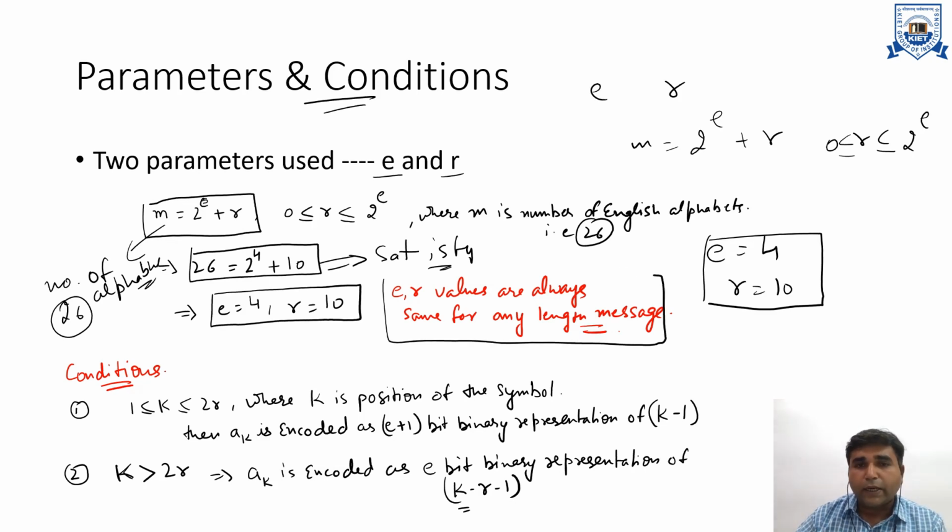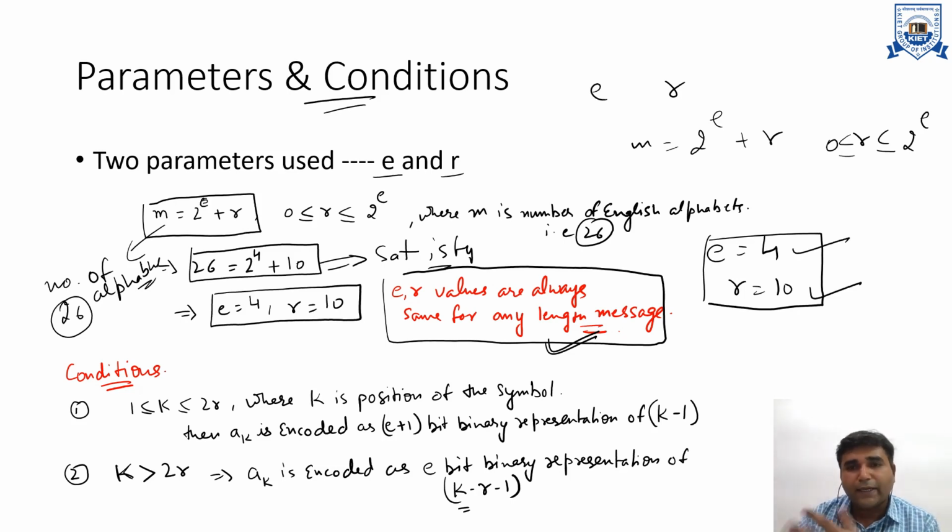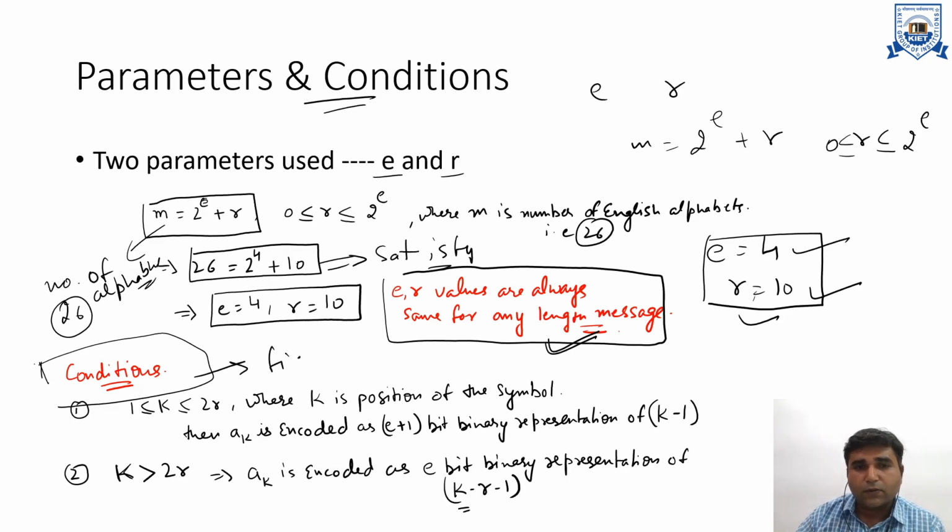We consider these values, E equals 4 and R equals 10, for any length of message and in any given question. Okay. Now come to the condition part. There are two conditions, and whichever is satisfied, on the basis of these conditions we find the fixed code. These conditions are for the fixed codes.